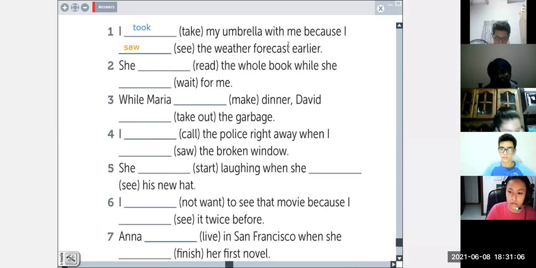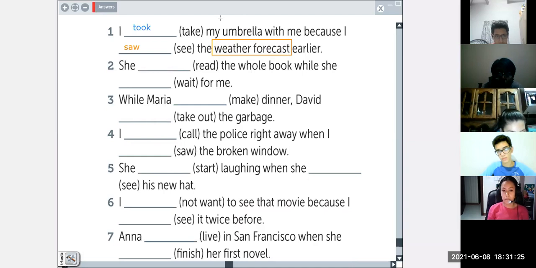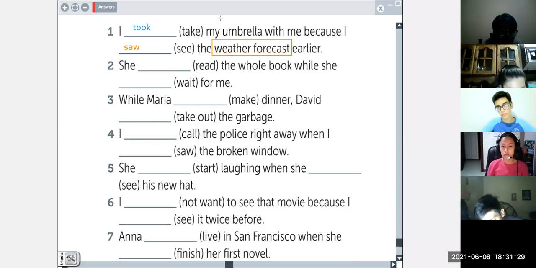What do you think? First, he saw the weather. Yes, first, this person saw the weather forecast. And after that, he or she took his or her umbrella, right? So what do we use when we have two actions and one of them happened before the other? What tense do we use?